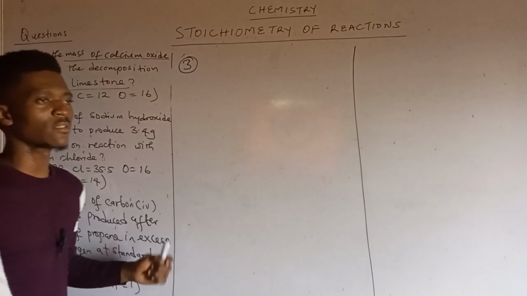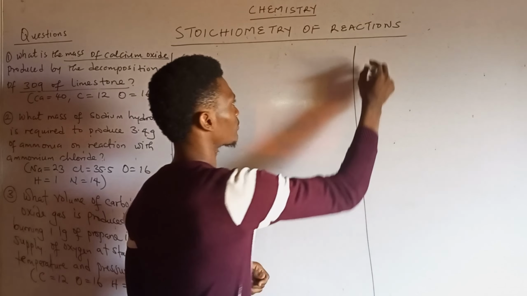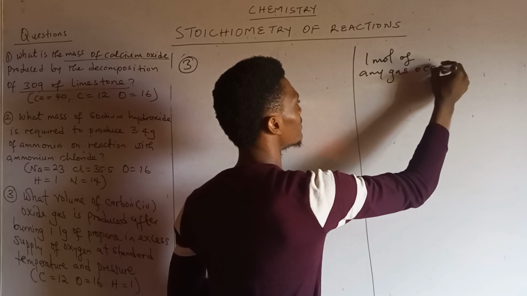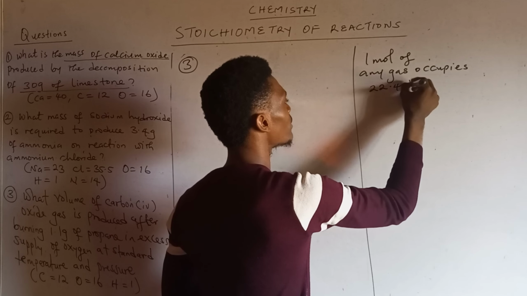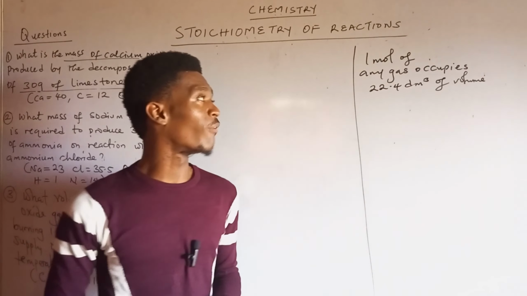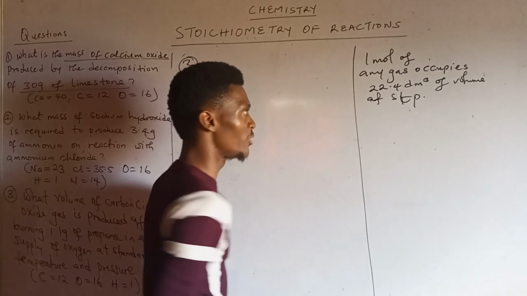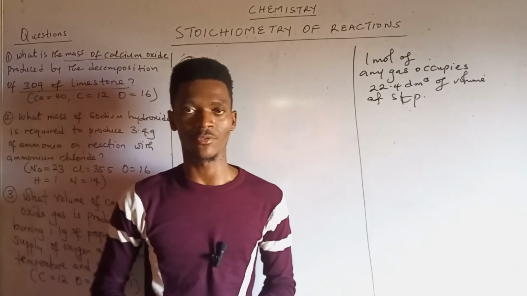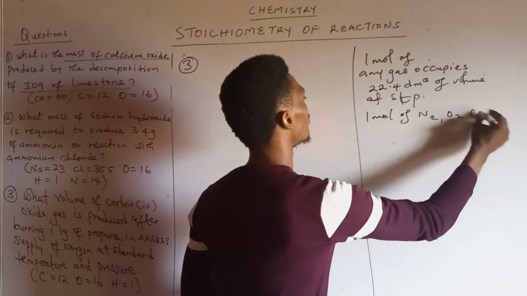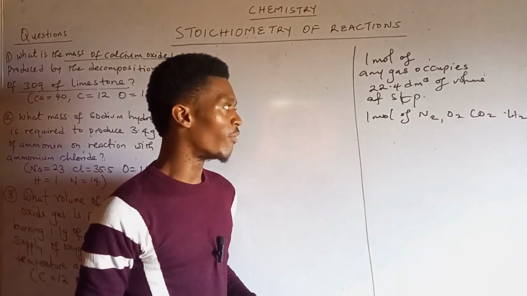All right. Now we need to understand something, a very good concept in stoichiometry. And what's that concept? One mole of any gas occupies 22.4 dm cube of volume. All right, so don't forget that 1 mole of any gas occupies 22.4 dm cube of volume at STP. Yes, that's even the completion, meaning at standard temperature and pressure. So 1 mole of any gas, meaning 1 mole of nitrogen gas, oxygen gas, CO2 gas, H2 gas, all of them, 1 mole occupies 22.4 dm cube of volume at STP.